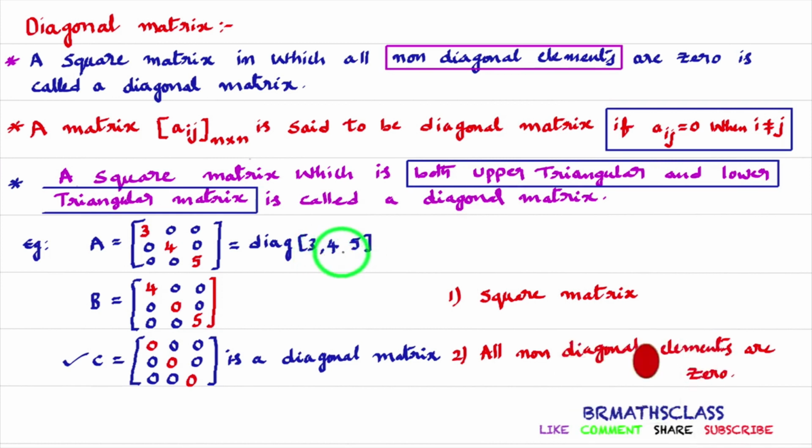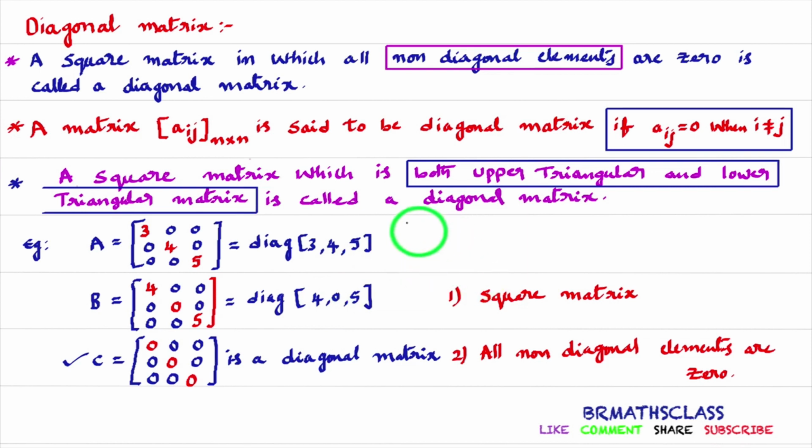So we will write like this. What does this indicate? This indicates that the diagonal elements are 3, 4, 5. All other elements are 0. This we can write as diag(4, 0, 5). That means the diagonal elements are 4, 0, 5. And what about all other non-diagonal elements? They are 0. Now I'll conclude.